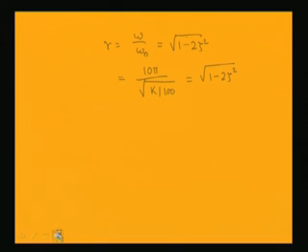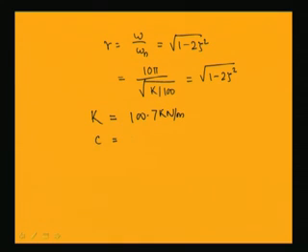So, they are obtained to be, so this k you can find is equal to 100.7 kilo Newton per meter, and the equivalent damping C is equal to 633.396 Newton second per meter.